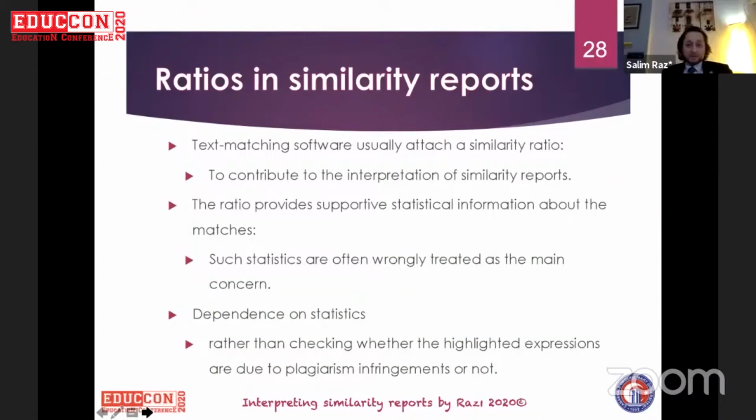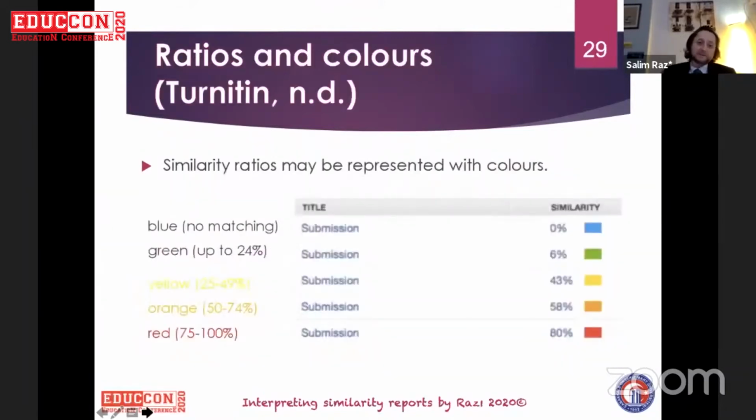However, before moving to these examples, please be careful about how to interpret the ratios. If we wrongly treat these ratios, then it means that we are not trying to prevent plagiarism. Simply, we are misusing the tools, the text matching software.